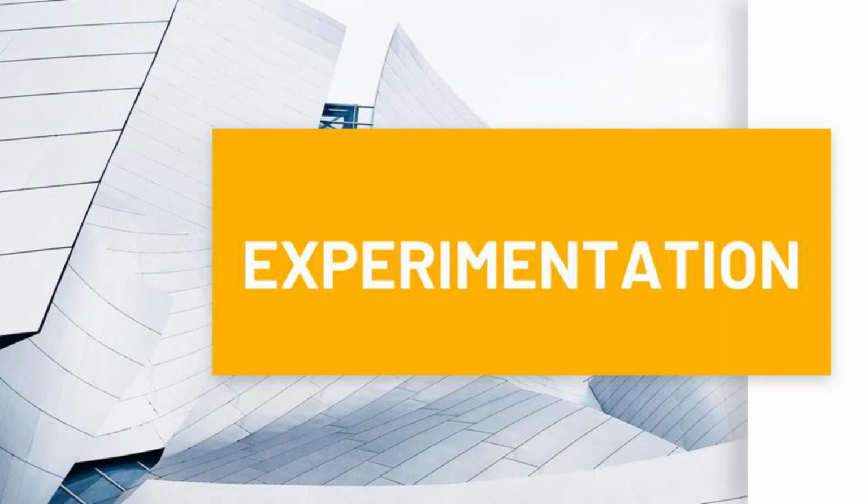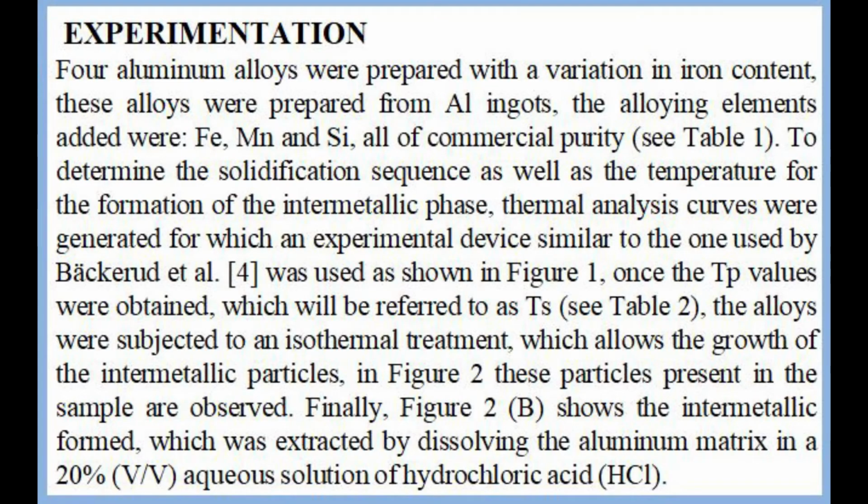Now, I will show the experimental part of the research, for which 4 aluminum samples were prepared with a variation in iron content. These alloys were prepared from aluminum ingots. The alloying elements added were iron, manganese, and silicon.